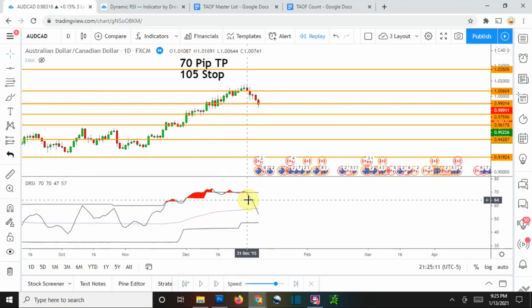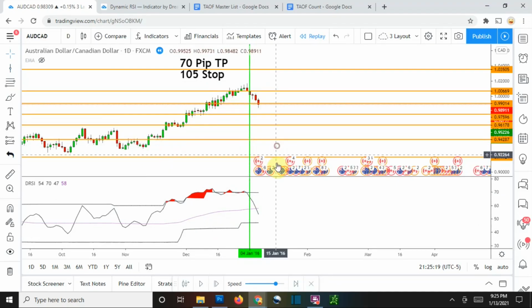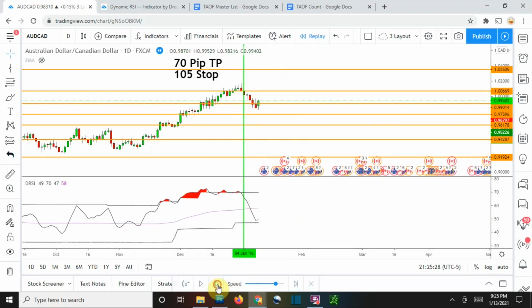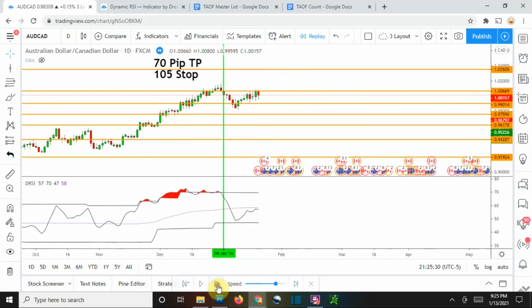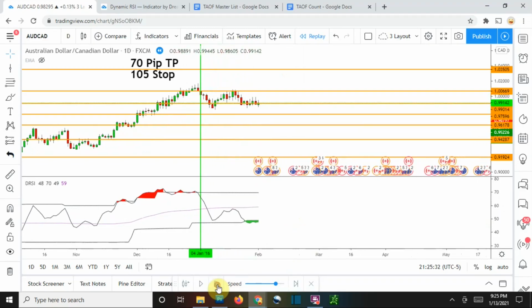And so we will go ahead and call that right here as the first signal, and we get to first take profit rather quickly. So that one worked out for us nicely. Let's go ahead and keep moving along here.